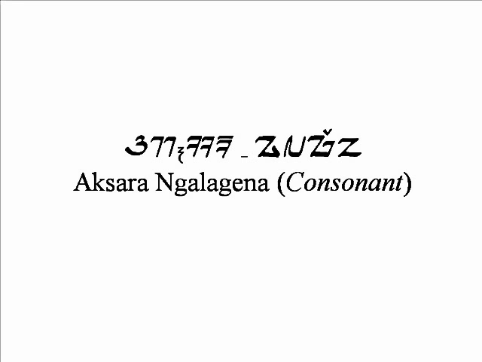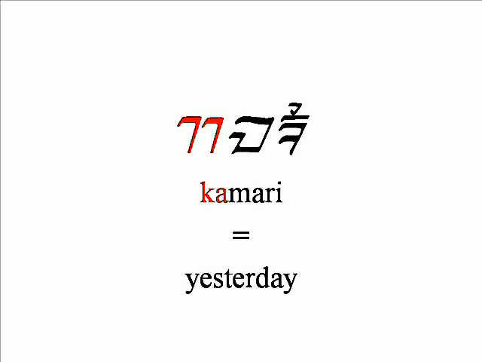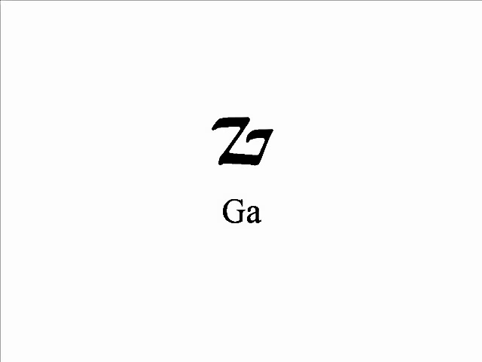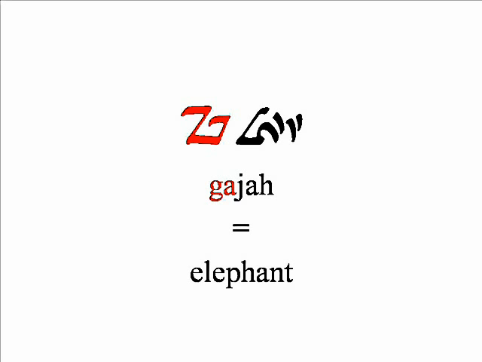Okay, here we go. The first letter is Ka, as in the word karma. This is how we write the letter with 2 strokes so that we can make the word kamari, which means yesterday. The second is Ga, as in the word gabro. You can write the letter as follows to make the word gajah, meaning elephant.